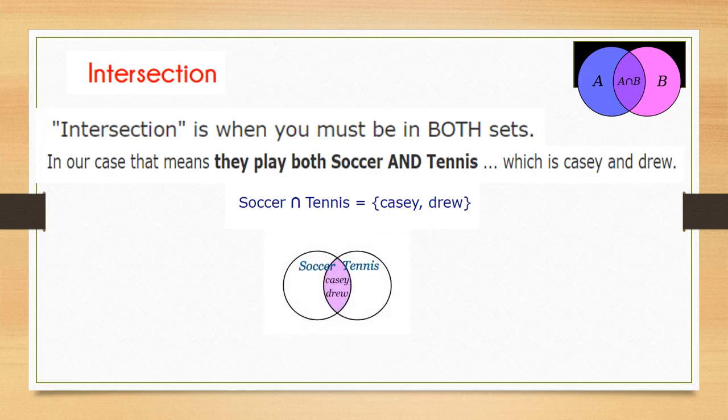So this is how I put it into the Venn diagram, the graphic. I write Casey and Drew in the middle, the common region. And the number of elements in S intersection T is equal to 2. So you can see there are 2 elements in the intersection region.